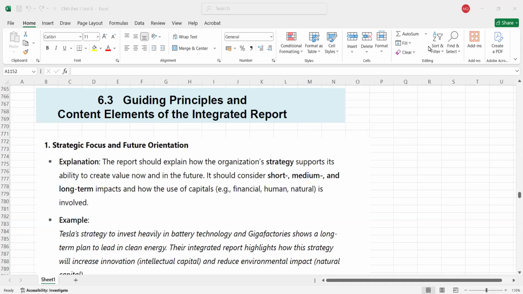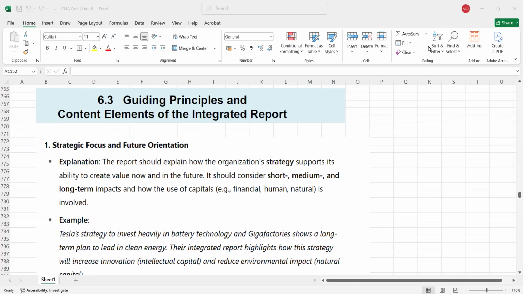The fifth capital was social and relationship capital. In this capital, we tried to explore the relationships with stakeholders, networks, and shared values. And the sixth capital was natural capital. It was about environmental resources and ecological services. So these six capitals help us understand the broader factors that contribute to value creation beyond just financial numbers. Simply, in integrated reporting, we don't include only financial information, we also include non-financial information.